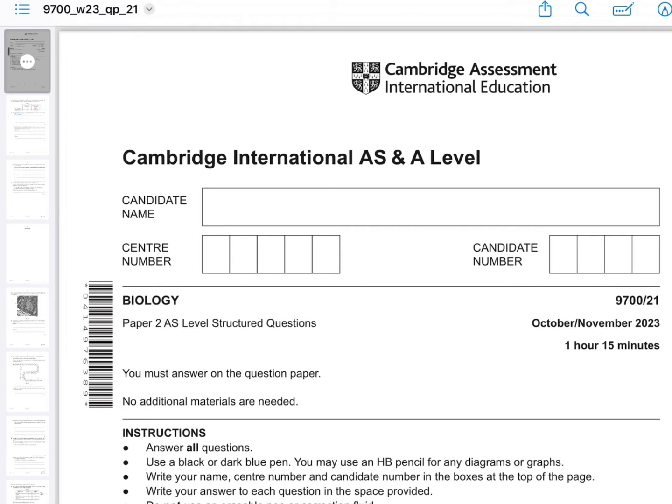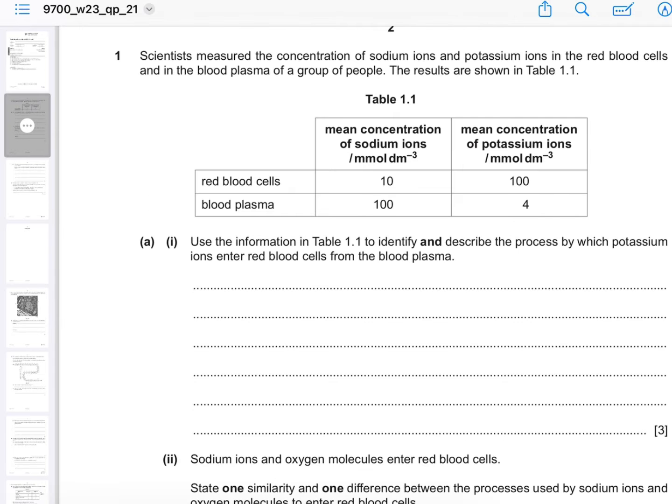In this video, I'll be solving paper 2 variant 1, October November 2023 AS level biology. Starting with question number 1. Scientists measured the concentration of sodium ions and potassium ions in the red blood cells and the blood plasma of a group of people. The results are shown in table 1.1.